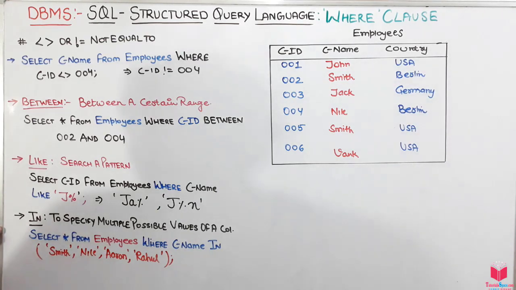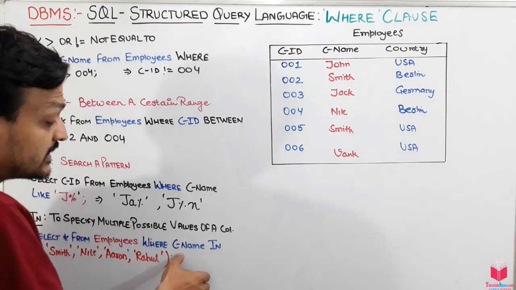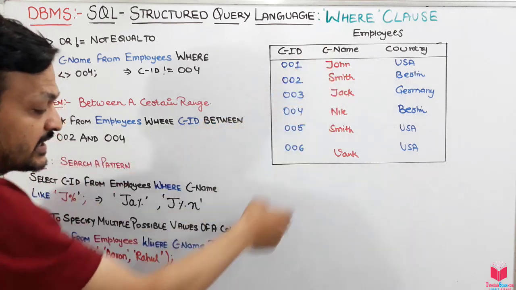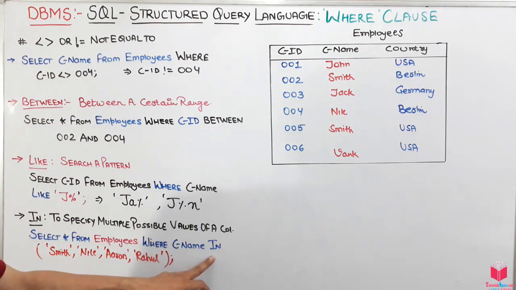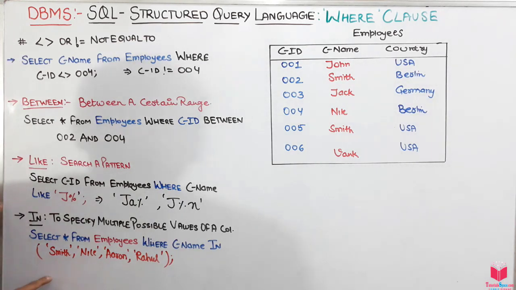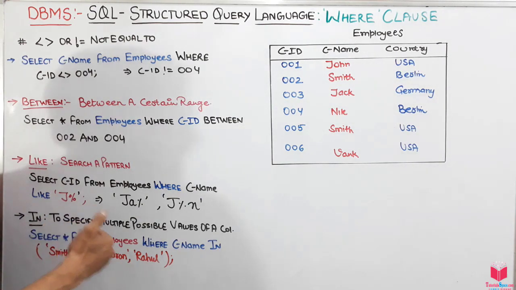How? See, we have a query like select star from employees, select all the columns from the employees, where CNAME IN, we are putting a condition on CNAME, the values of CNAME should be from this list. Okay, it should be Smith, Neil, Aaron or Rahul. So if any value like Rahul, Neil, Aaron or Rahul comes out, we will have to give back all the attributes with their respective values.